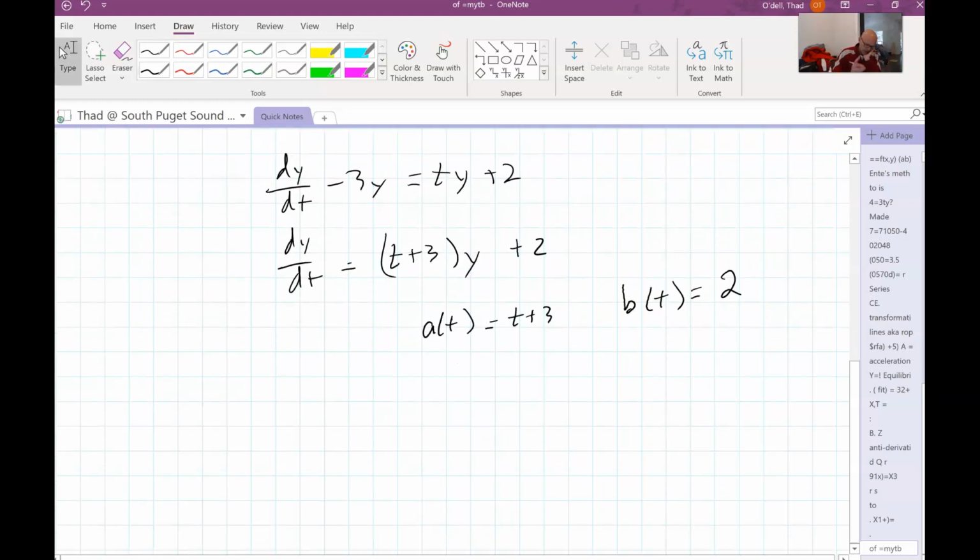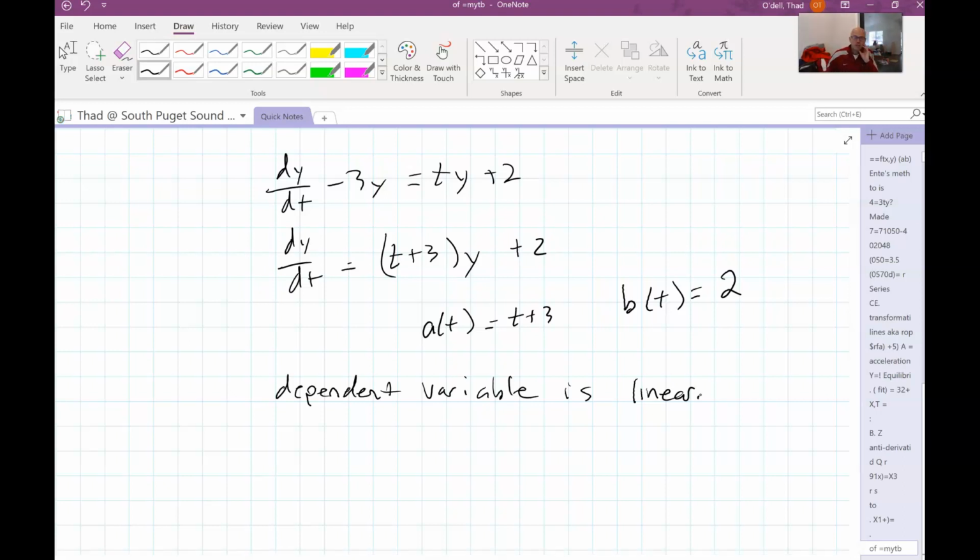So again, the key to this is that the dependent variable is linear. Meaning if it has y squared or y cubed or cosine y or e to the y, none of those would be considered linear differential equations.